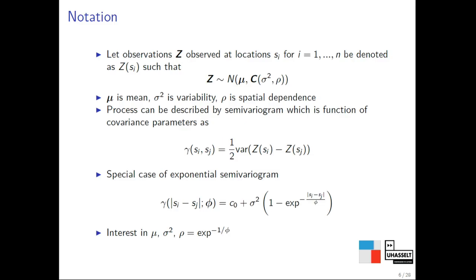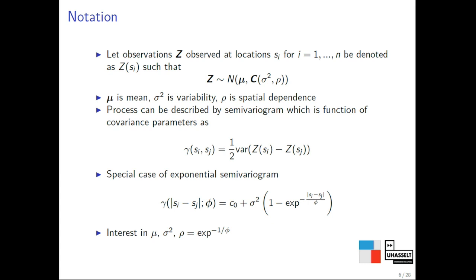So I'll just give you some notation to begin with. Imagine some observations Z at different locations S. So you have N observations, and they follow a normal distribution. So you have some mean mu and some variance parameters C. So you have a sigma and a rho, which are your parameters of interest. So mu is the mean, your variability or variance sigma squared, and the rho is the spatial dependence.